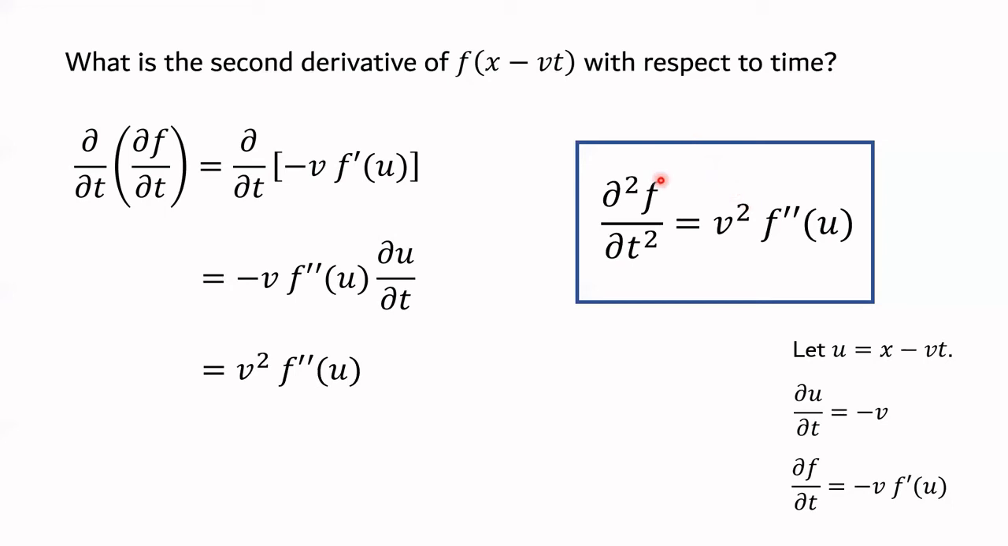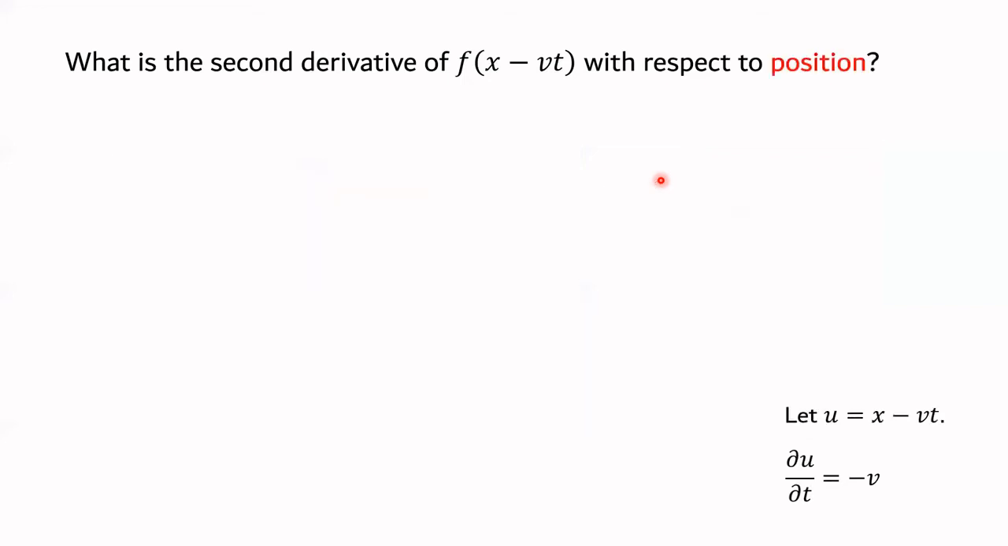Remember, the height of the curve depends on two things. Where are you? That's x. And at what time is it? Because as time goes on, obviously the curve changes. So what is the second derivative now with respect to position? Let's start with the first derivative of f with respect to x. And it's the same reasoning from before.